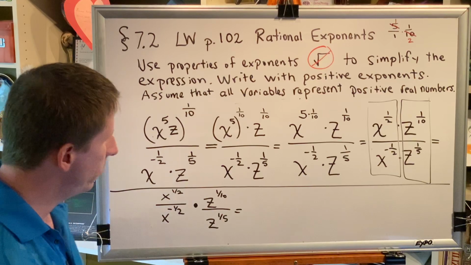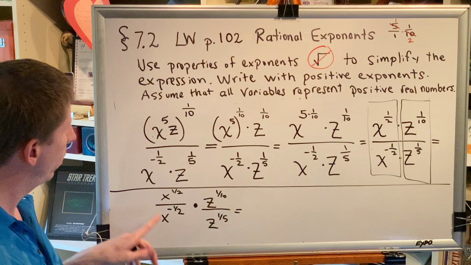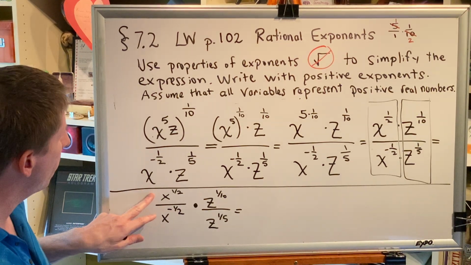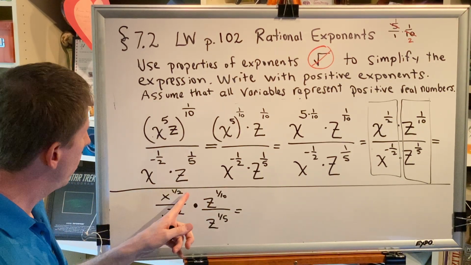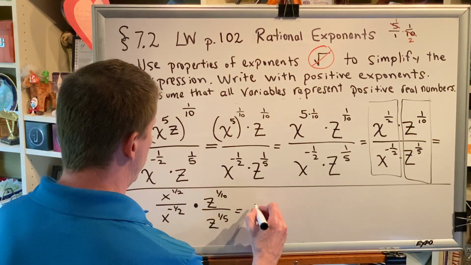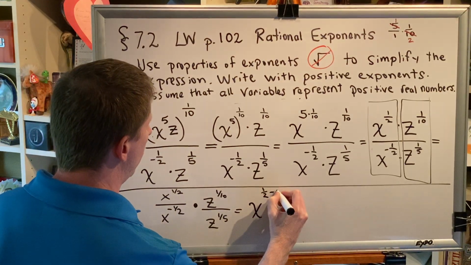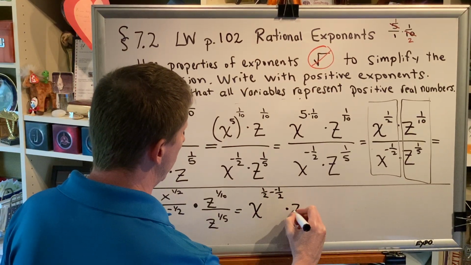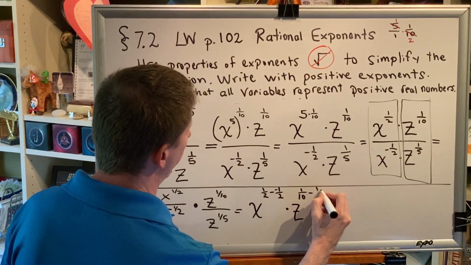The reason why we want to split this into two fractions is so that we can take advantage of another exponent rule. The exponent rule that says when you divide two exponential expressions with the same base, you get just one exponential expression, and the new exponent is these two exponents being subtracted, top minus bottom. In other words, x raised to the 1/2 minus negative 1/2. Similarly, z raised to the 1/10 minus 1/5.